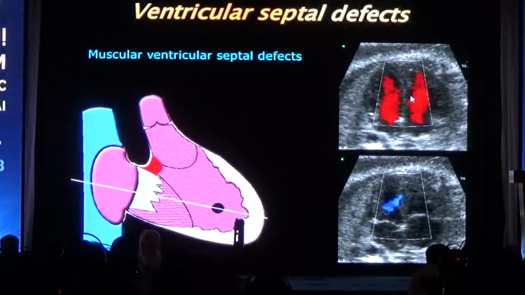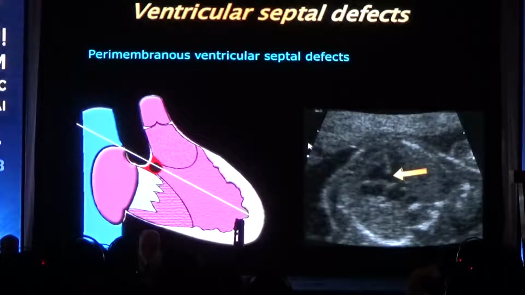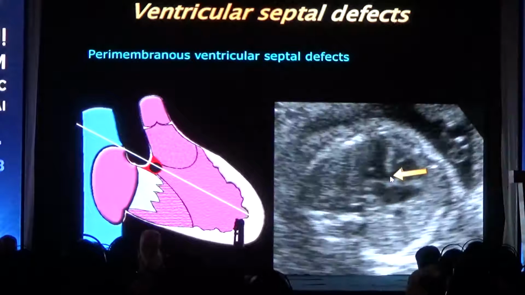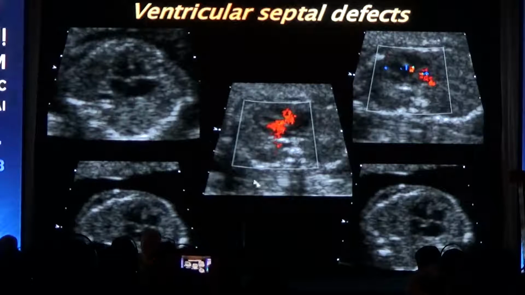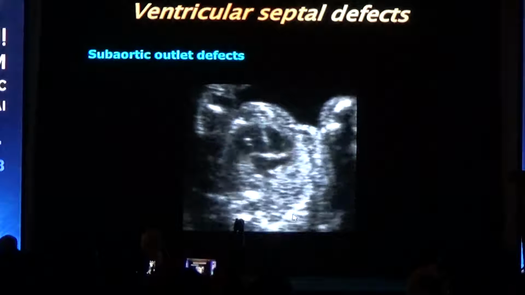Some people are very obsessive and they even try to get a pulse wave Doppler in the defect. That is too time consuming and we don't have the time to do this. Here's a perimembranous septal defect at this level. Here's another one. And you see this is very similar to the inlet defect that I showed you before. And here, many other ventricular septal defects. Okay, so a rather common type of anomaly.